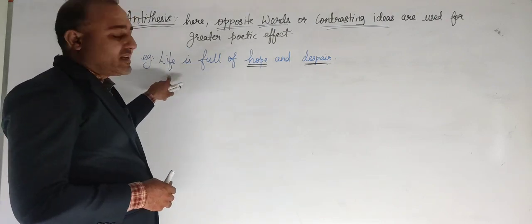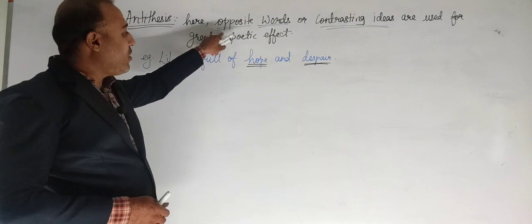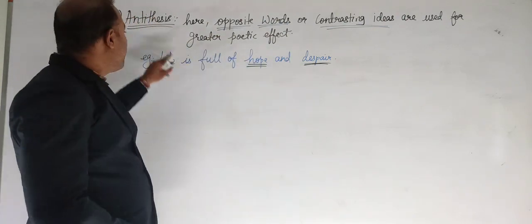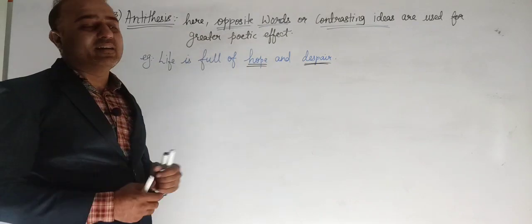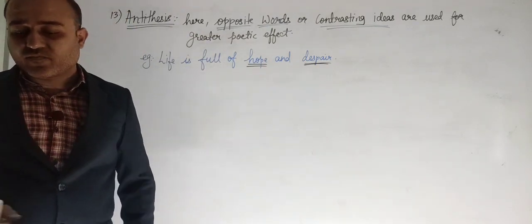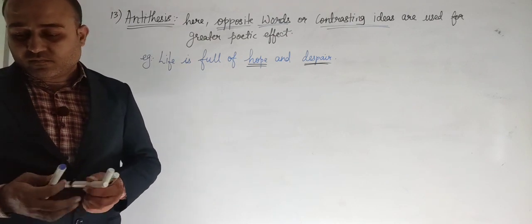So when in a sentence, if the opposite words are used for a greater poetic effect, the figure of speech used is antithesis. So hope and despair are opposite words and therefore it is antithesis.